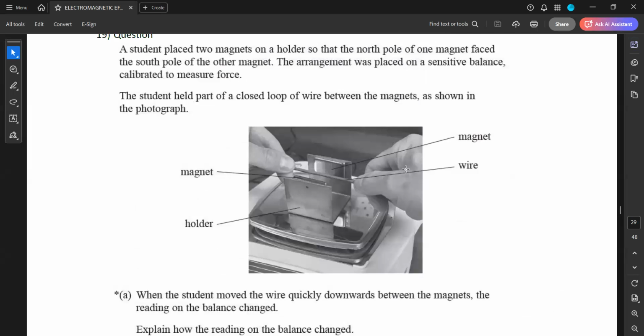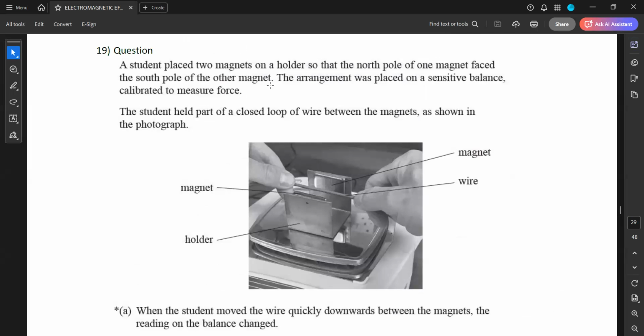The next is question 19. A student places two magnets. As you can see, a student places two magnets on the holder so that the north pole of one magnet faces the south pole of the other. The arrangement was placed on a sensitive balance, calibrated to measure force. The student held part of a closed loop of wire between the magnets as shown. When the student moved the wire quickly downward between the magnets, the reading of the balance changes.